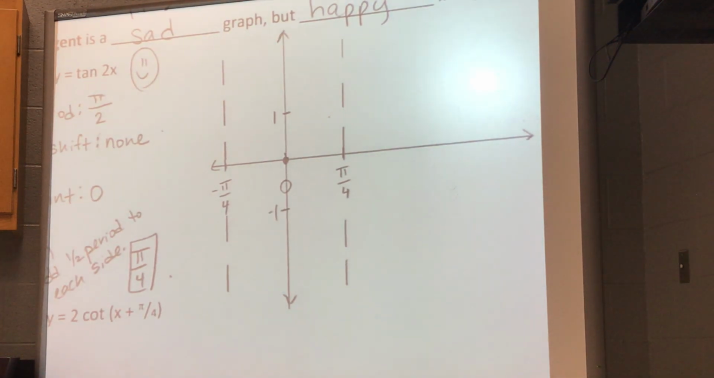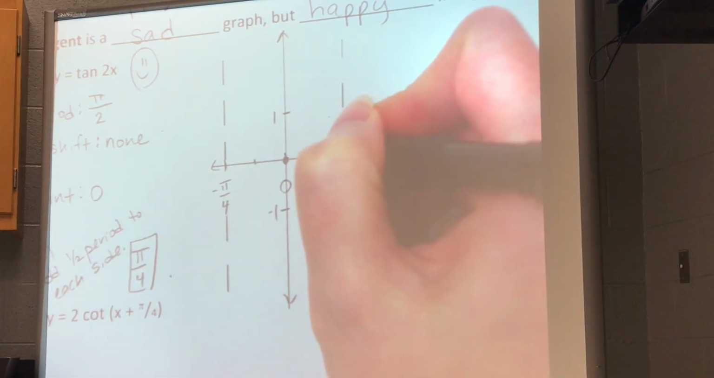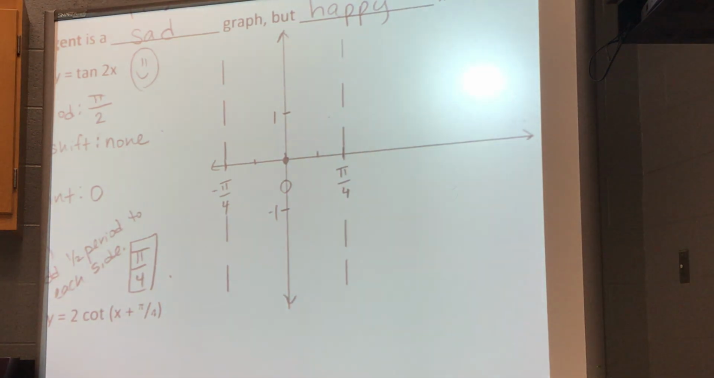Now for tangent, these are all the points I'm going to label. Now, I'm going to just put a little mark here and here. And we could find that if we wanted to. I typically don't make my students find 5 points for one period of tangent and cotangent. We usually only do 3.